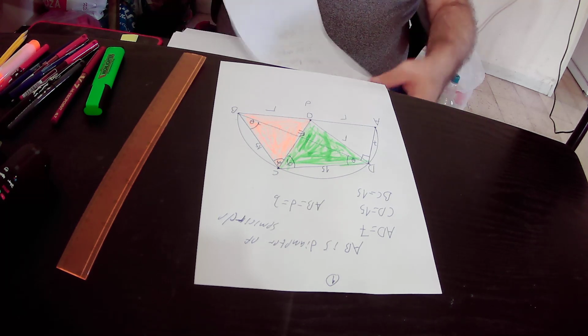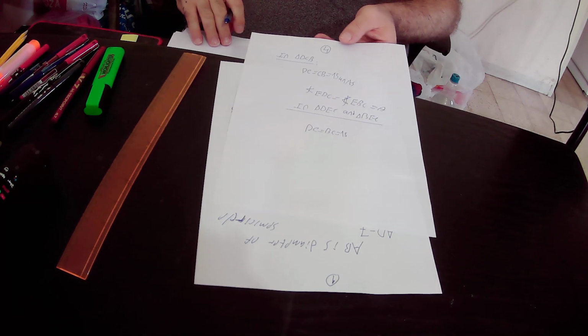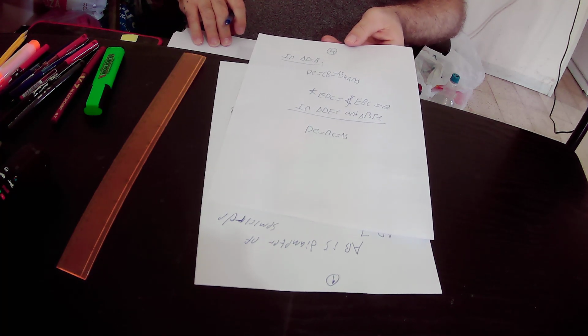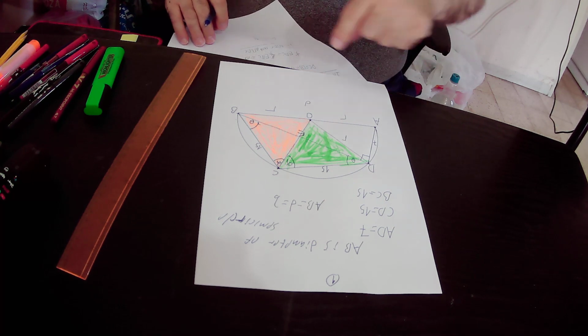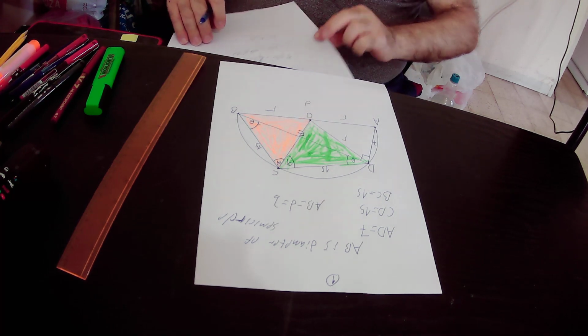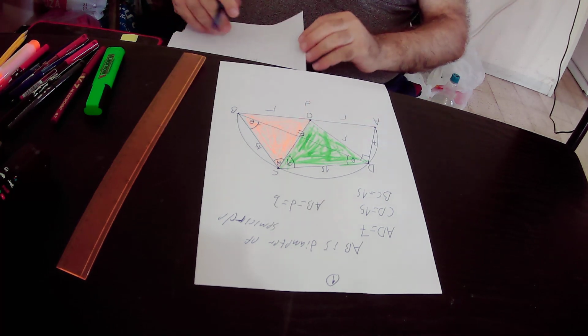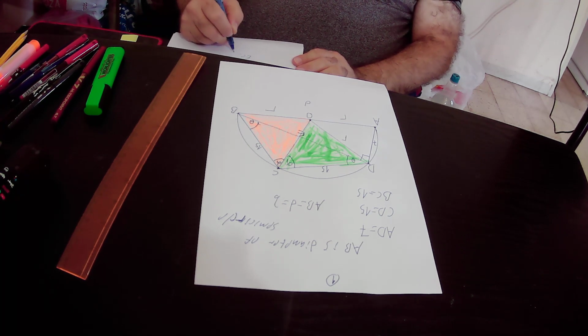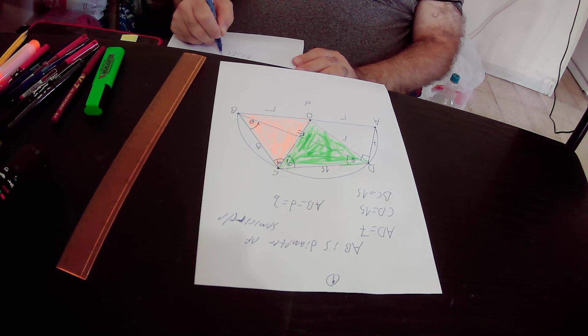Side DC equals side BC. Both those sides are equal to 15 units. EC equals EC. It is a common side.